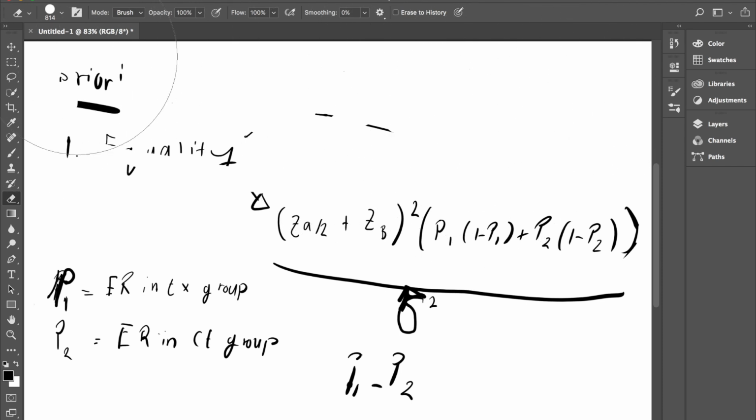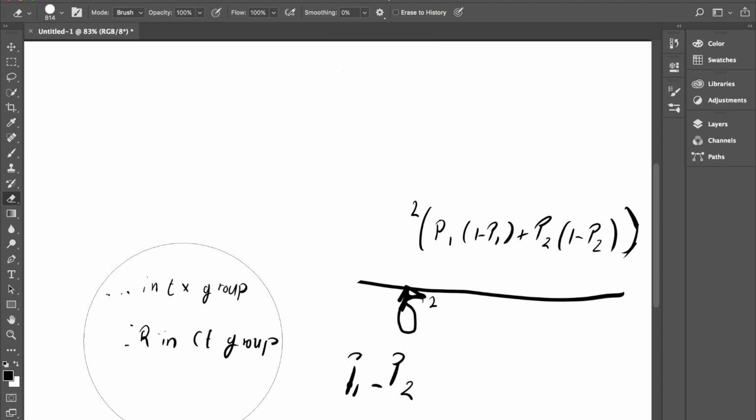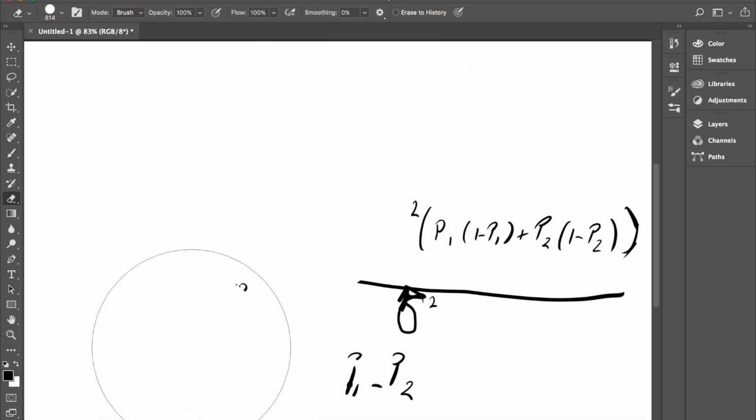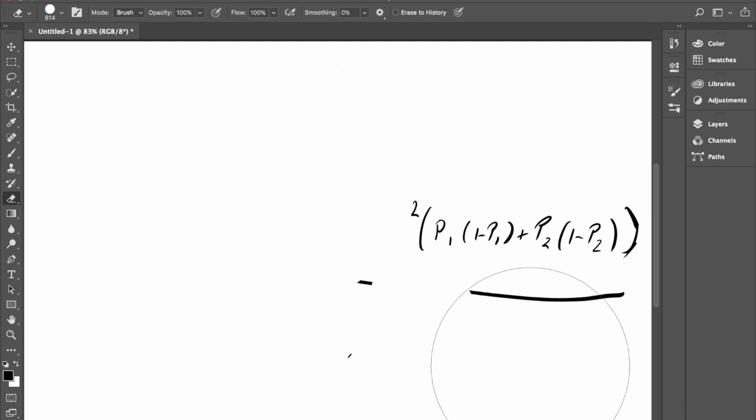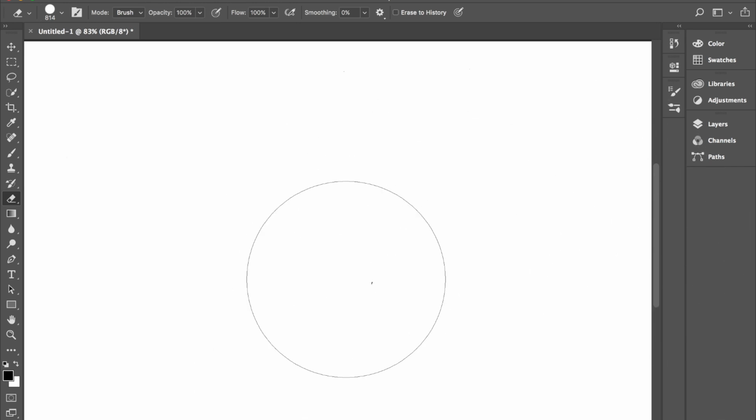Just erase this now. And we're going to get into our next sample size consideration. We're going to look at superiority studies. Sample size consideration for superiority studies.